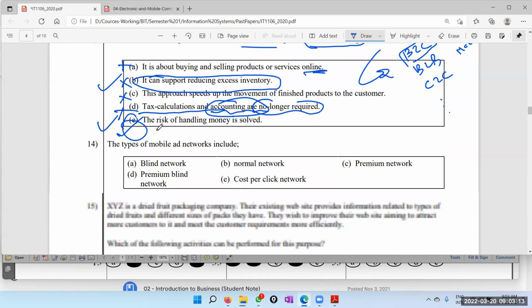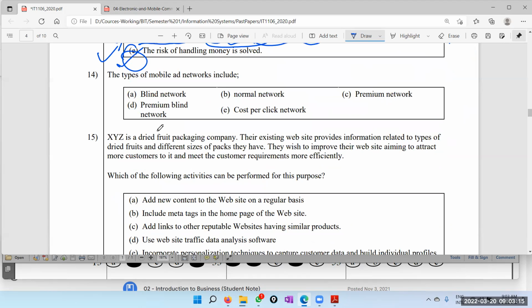Okay. Right. 14. The types of mobile ad networks include. So this is mentioned in your UCSC notes. Actually, I forgot to add that to your notes. I think later I added it and uploaded it. Right. So these things are mentioned in, just give me one minute.